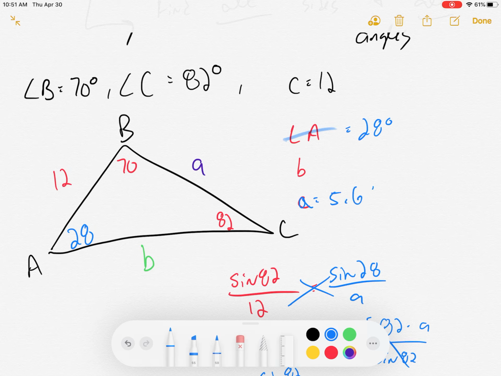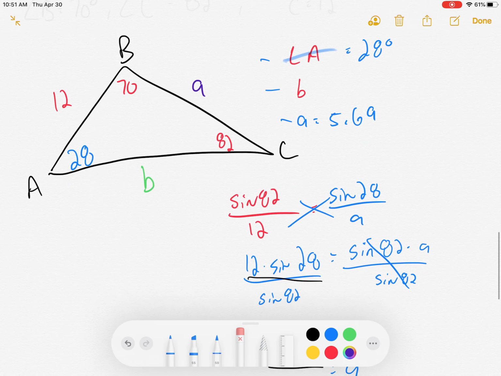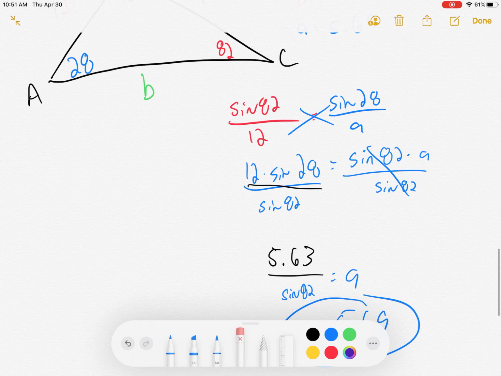Did I write this down wrong? Oh, we need to find A here, not C. 5.69. We defined angle A, side B, and side A. I wrote down side C on accident. That's side A. Okay, now all that's left is we've got to find side B.